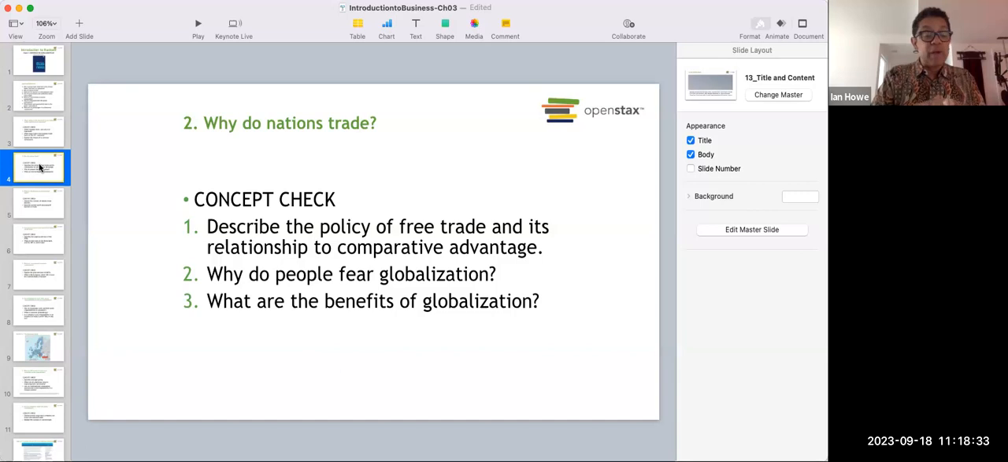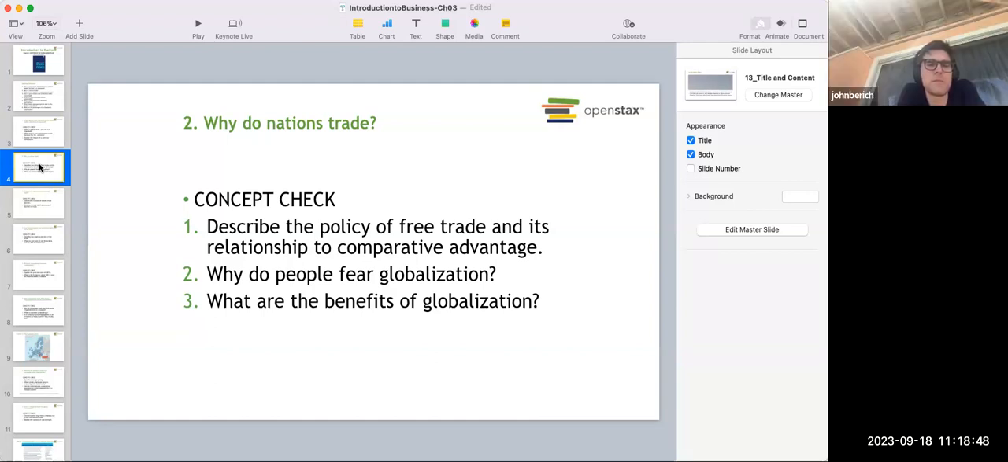But anyway, they have an absolute advantage at doing that. So it's one country has an advantage over another country. Keyword, one country has an advantage over another country in a particular industry. Okay. Now then, what is comparative advantage?